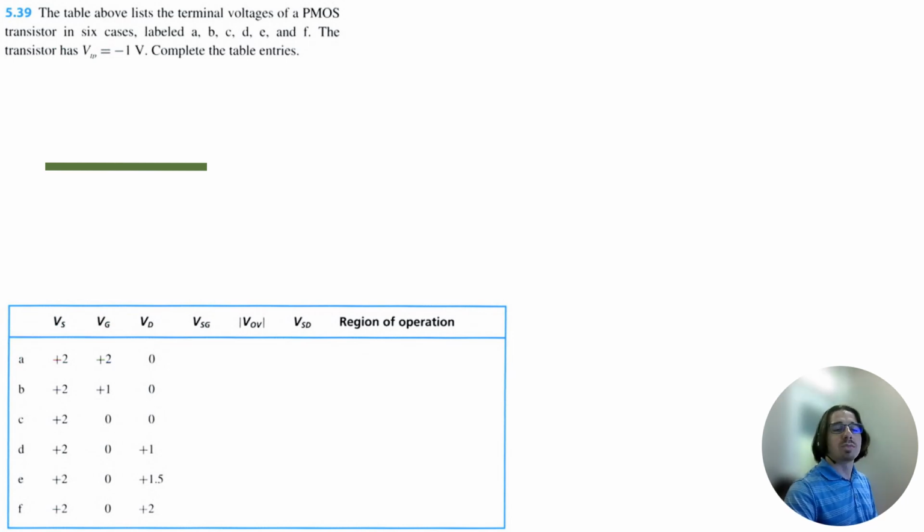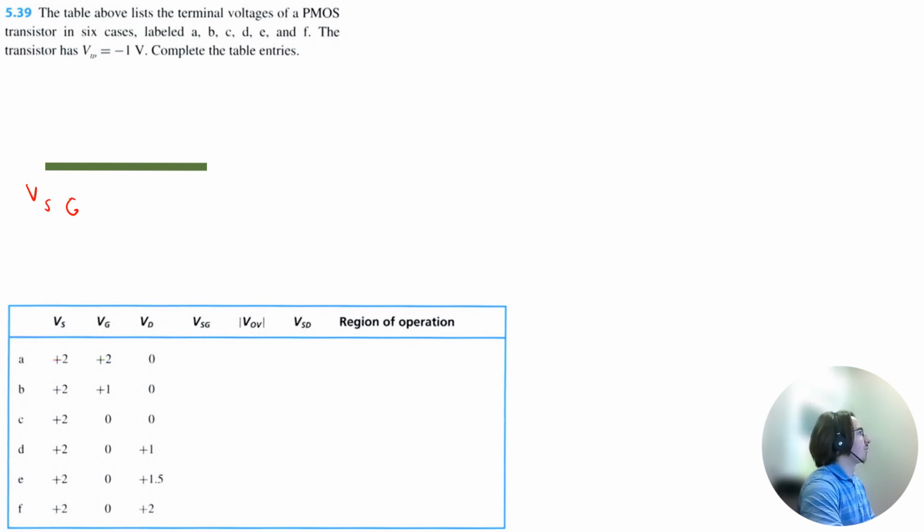Let's solve problem 5.39 for Microelectronic Circuits 8th edition by Sedra and Smith. So we have a table which lists terminal voltages of a PMOS transistor in 6 cases, given that the threshold voltage, V sub t, is equal to -1 volt. We want to complete the table. So let's get some preliminary equations.